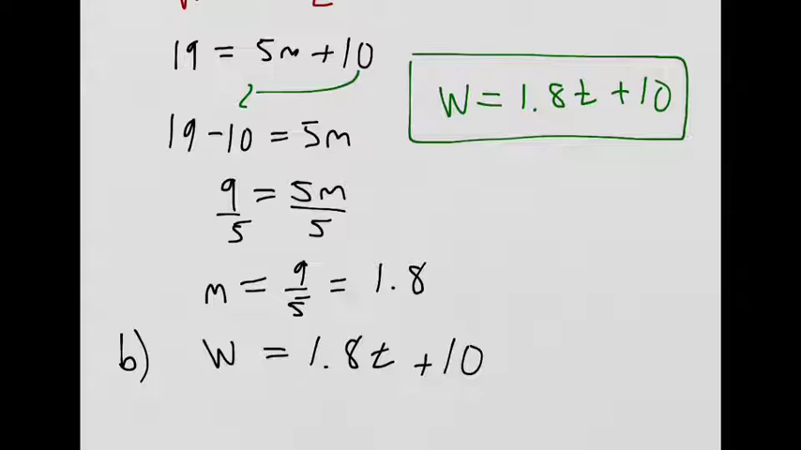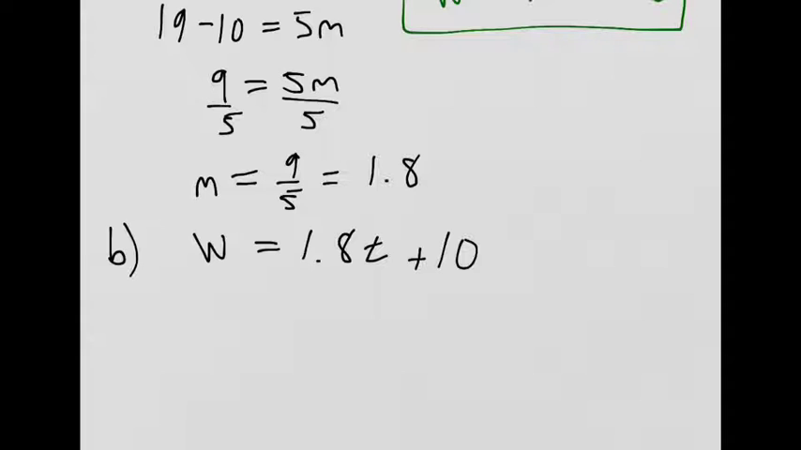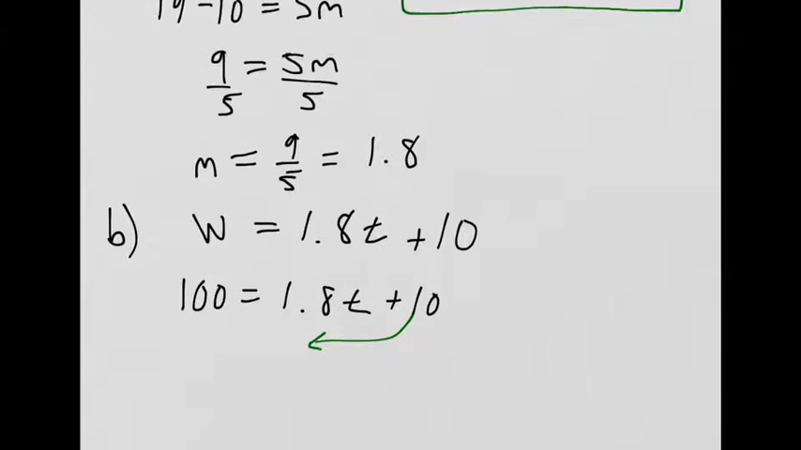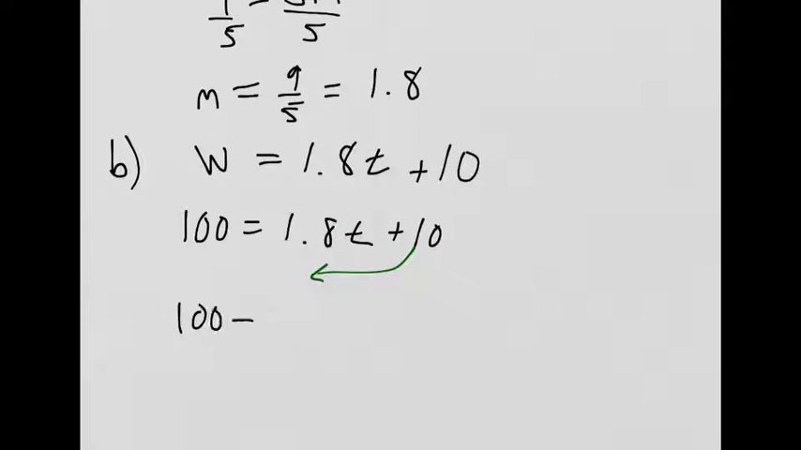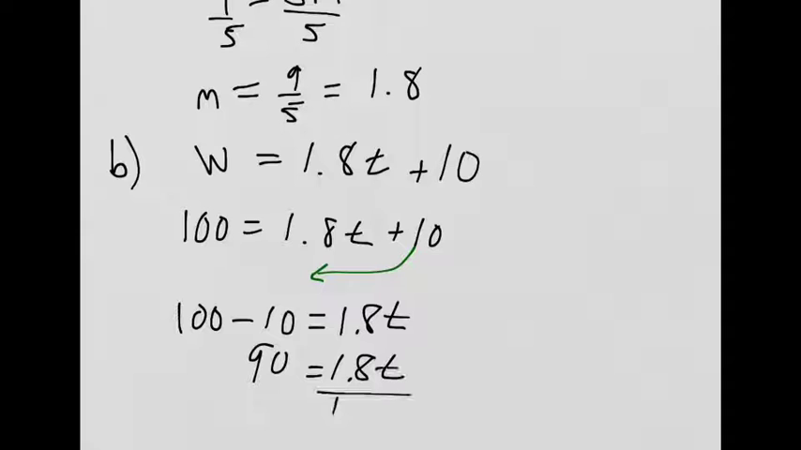A little bit of a science question, but what is the temperature of water when it starts to boil? 100 degrees, right? So we put in 100 for W, and we can solve for T. Okay? So we bring the 10 over, change sides, change signs. So 100 minus 10 equals 1.8 T. That is 90. And divide out the 1.8.